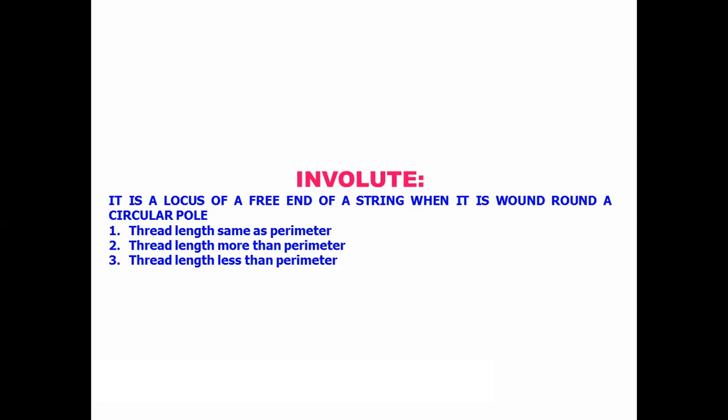Now here, according to thread length, there are three cases. In the first, the thread length is the same as the perimeter of the circular pole. In the second case, the thread length is more than the perimeter, so it will have one full circle plus some more amount. And the third case is length less than the perimeter. In that, it won't even complete the first circle. Understand?